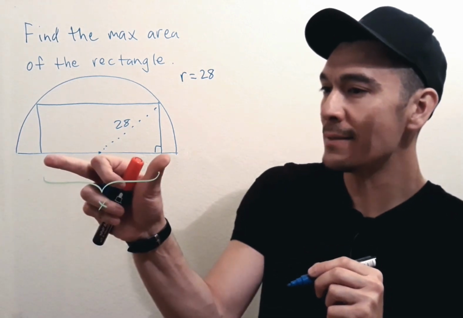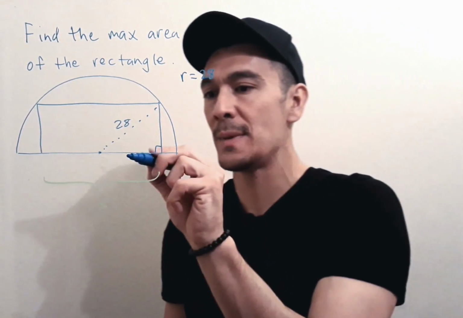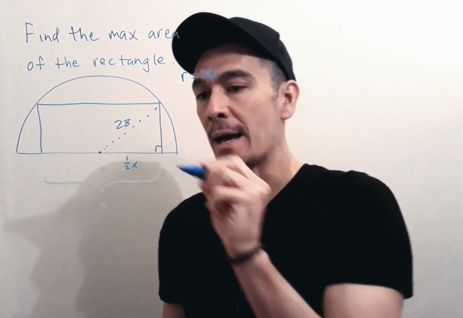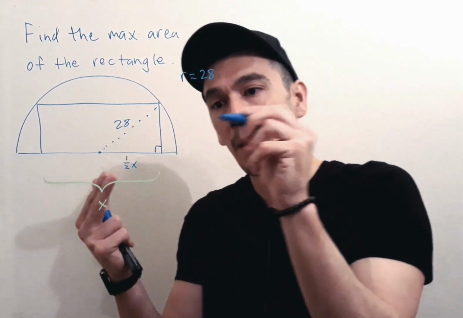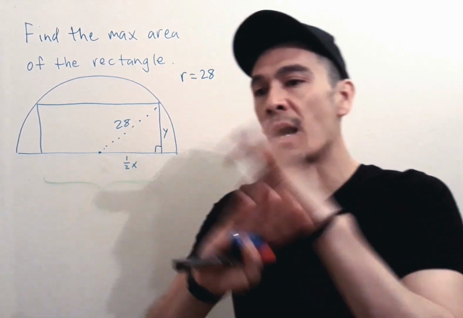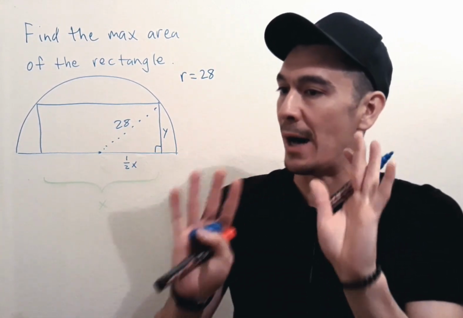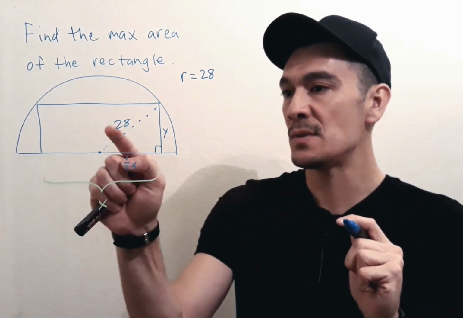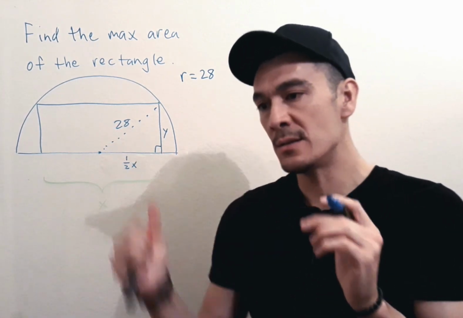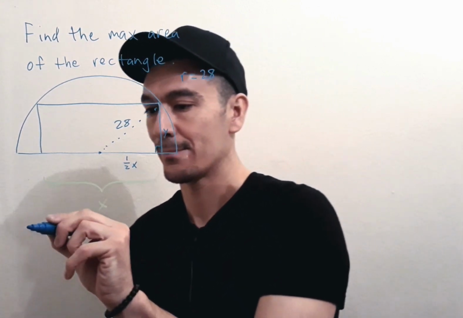Now, if all of this is x, then this would of course be 1/2 of x. I don't know what this is, but I'm going to find it. Let's just call it a temporary variable y. Let us go Pythagorean theorem. A, B, and C. Feed those values into the Pythagorean theorem.